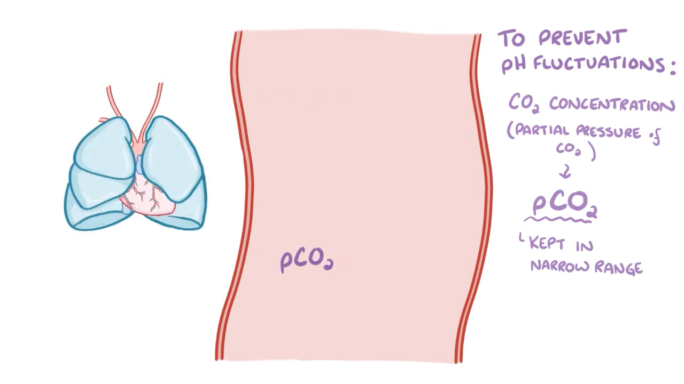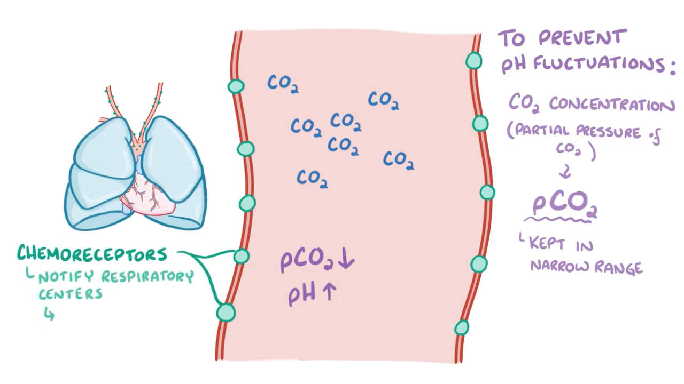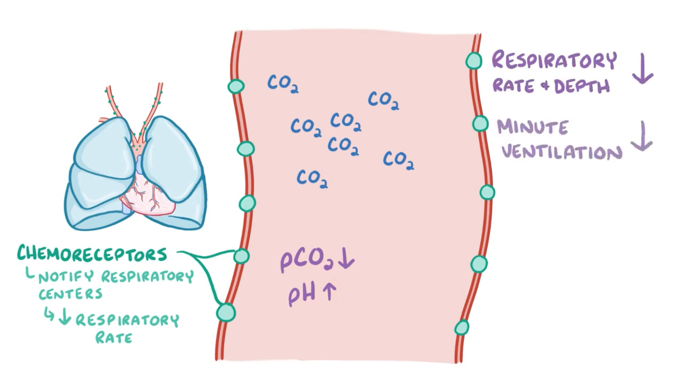If PCO2 levels start to fall and pH levels start to rise, peripheral chemoreceptors that are found in the walls of the carotid arteries and in the wall of the aortic arch start to fire less. And that notifies the respiratory centers in the brainstem that they need to decrease the respiratory rate and depth of breathing. As the respiratory rate decreases and breaths become more shallow, the minute ventilation decreases, which is the volume of air that moves in and out of the lungs in a minute. The decreased ventilation means less carbon dioxide moves out of the body, which increases the PCO2 in the body and lowers the pH.